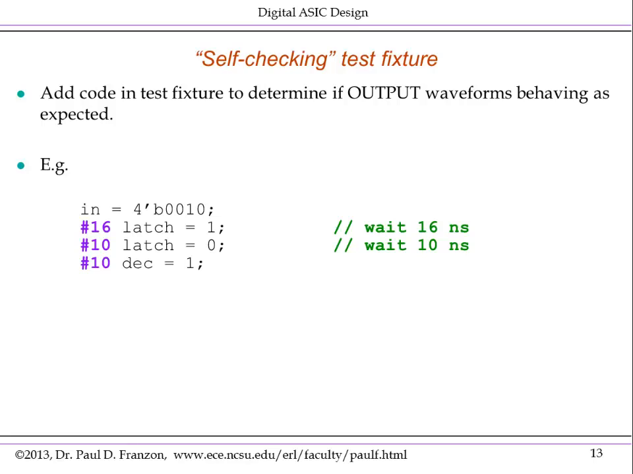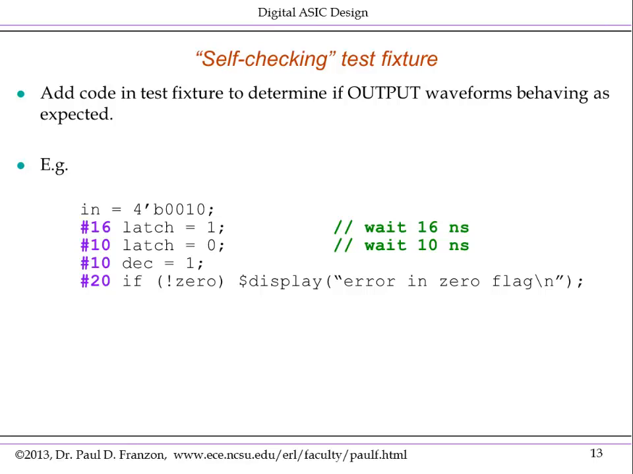How much time should it take with a 10 nanosecond clock for the zero flag to go high? It should take 20 nanoseconds. So I can put this command in, #20. If zero is still low, bang zero means not zero, so zero is still low, display with a $display command, error in zero flag. \n means new line. So now I've got a self-checking test fixture. It will tell me if something is wrong.